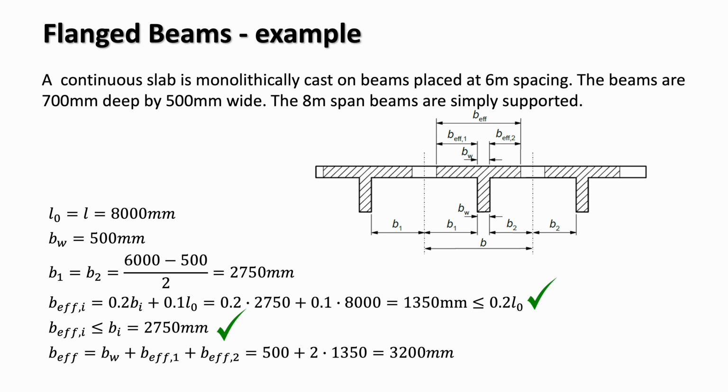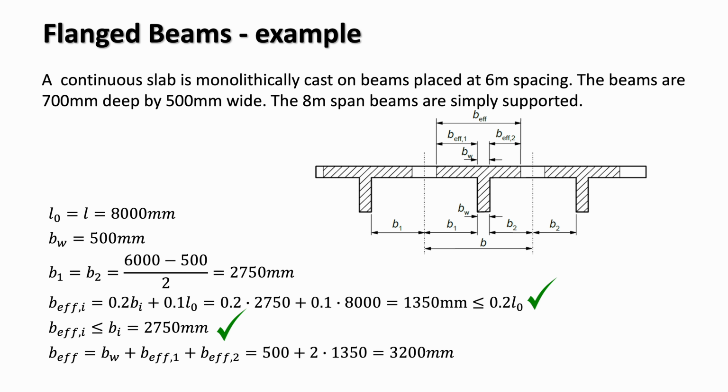This recap example just shows how we calculate the effective flange width step by step. Here we have a continuous slab monolithically cast on beams placed at 6 meter spacings. The beams are 700 millimeters deep by 500 millimeters wide, and the span of the beams is 8 meters, and the beams themselves are simply supported. So looking first at the beams, L0 is L in a simply supported beam, so we simply have 8 meters or 8,000 millimeters.